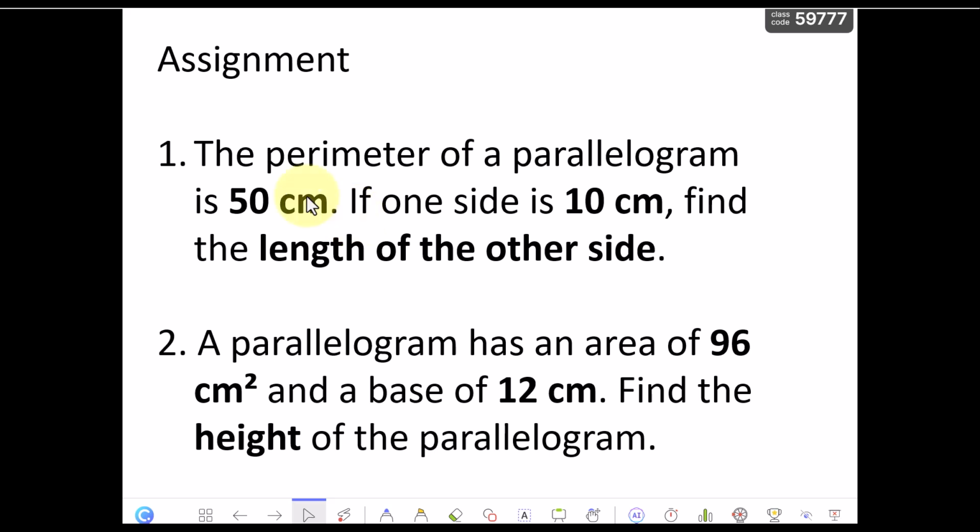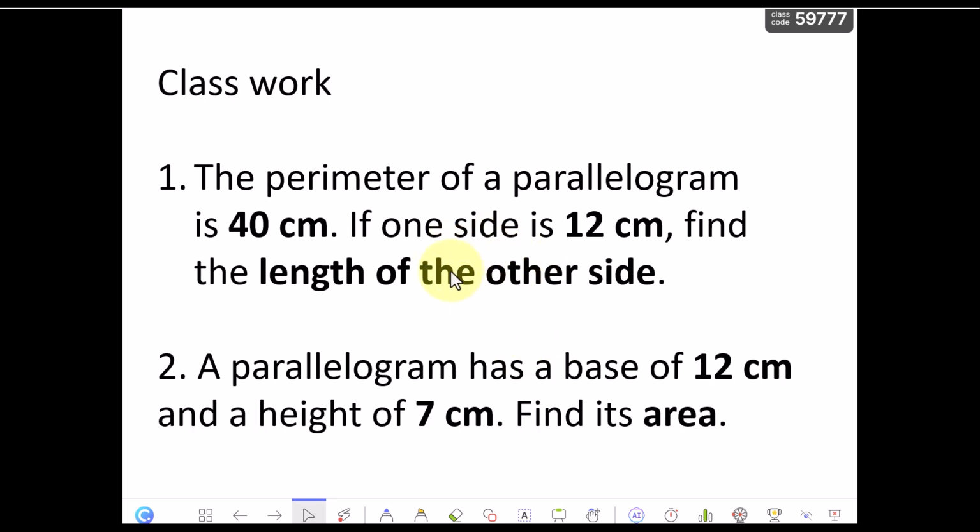Then for the assignment, the perimeter of a parallelogram is 50 cm, and one side is 10, you should be able to find the length. So it's similar to the other class work. This one is also easy. Then a parallelogram has an area of 96 cm squared. So you know your area and the base is 12, so find the height. So this one is also a simple equation you are solving. So just do this assignment and this class work. That is all. Tomorrow before the class, I will explain the correction and mark and correct those that make any mistake.